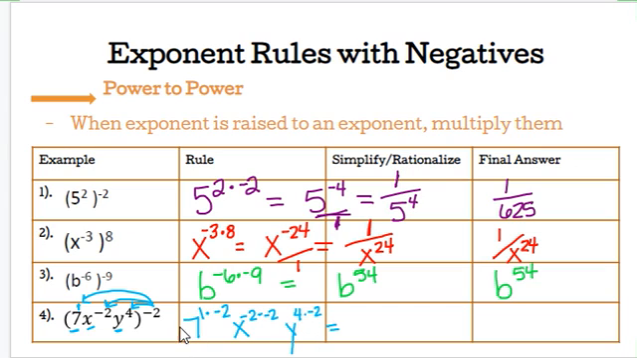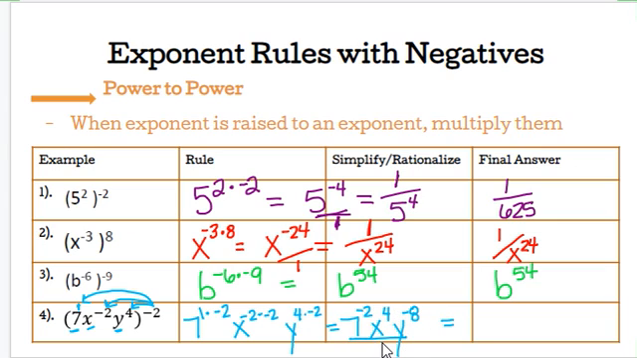All right, so now let's clean this up a little. So I'm going to have 7 to the 1 times negative 2 is negative 2. And then I'm going to have x to the negative 2 times negative 2. That gives me a positive 4. And then y, 4 times negative 2, well, that's a negative 8. So we're still not finished because we have negative exponents with the 7 and negative exponents with the y. So we need to get rid of those negative exponents.